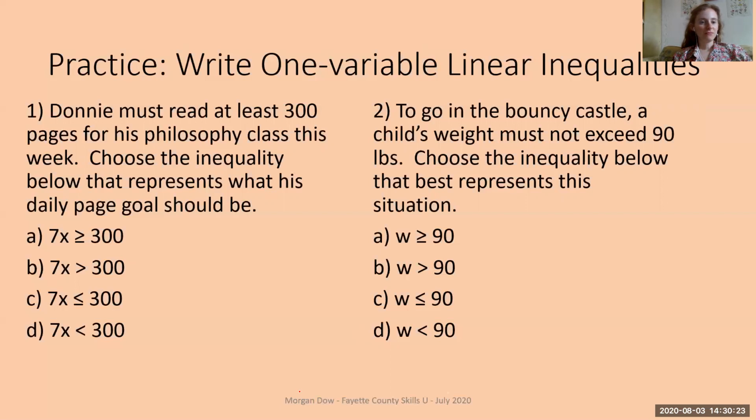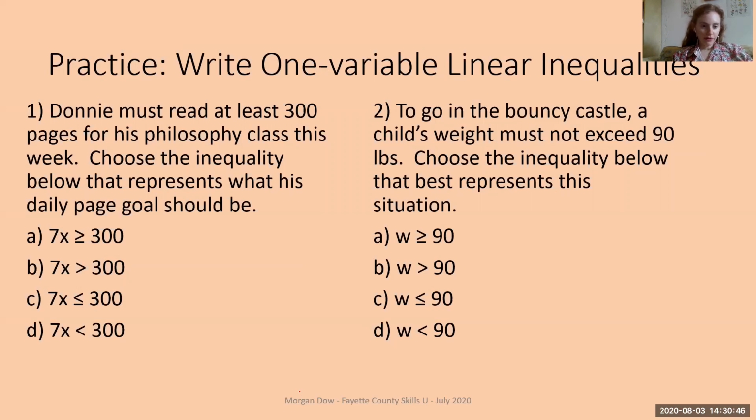All right, so number 1, Donnie must read at least 300 pages for his philosophy class this week. Choose the inequality below that represents what his daily page goal should be. Right, so he has this big thing he has to take care of, right? He needs to read at least 300 pages. So he needs to make a plan for how many pages he needs to do each day.